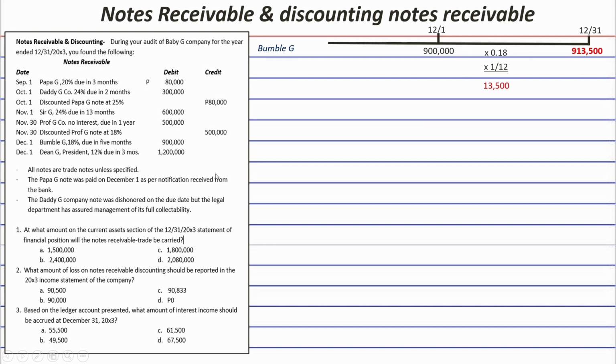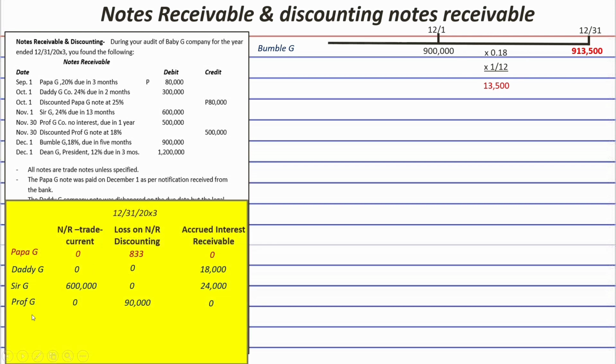So let's plot on the requirements. So on Bumble G, we have 900,000 as the current notes receivable trade because on December 31, there are only 4 months until maturity. And then 0 on the loss on discounting because there is no discounting on this note. And on interest receivable, we have 13,500 based on this. Okay? Now, it's time to go to the last one.